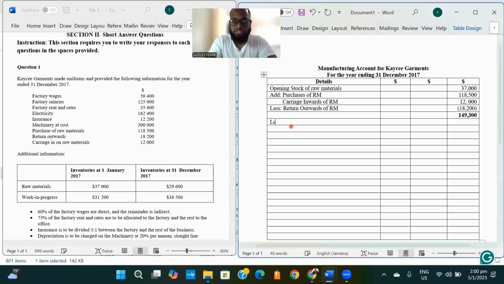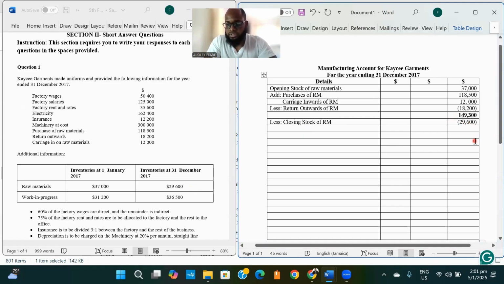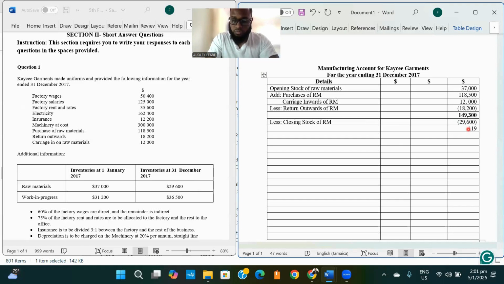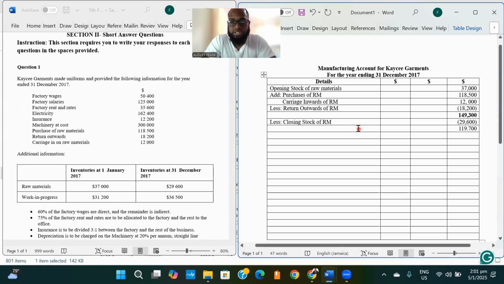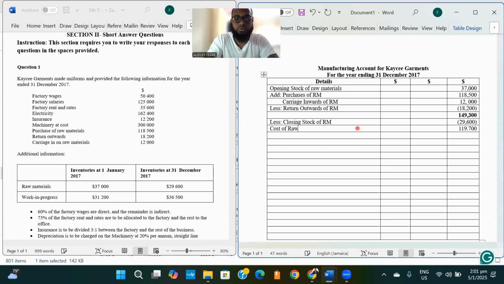Now the closing stock of raw materials, and that was 29,600. So in brackets, 29,600. We're going to subtract that, and that should give us 119,700. All right, and this is the cost of raw materials consumed.